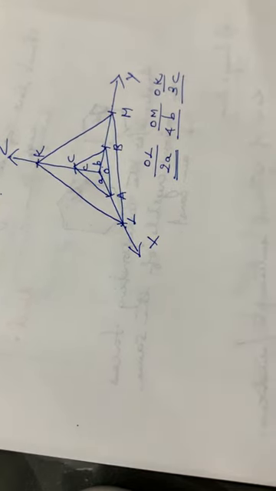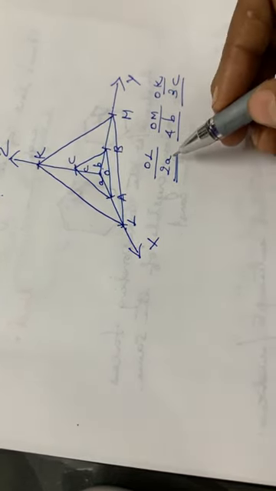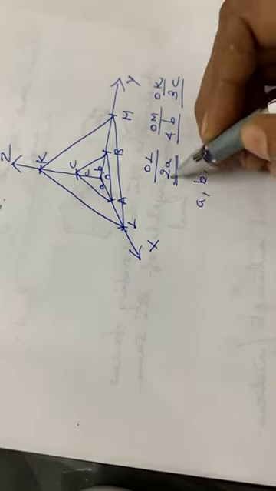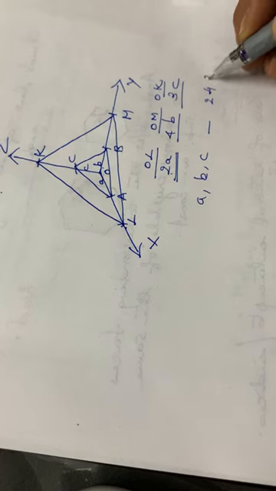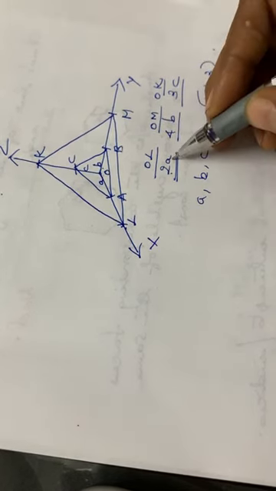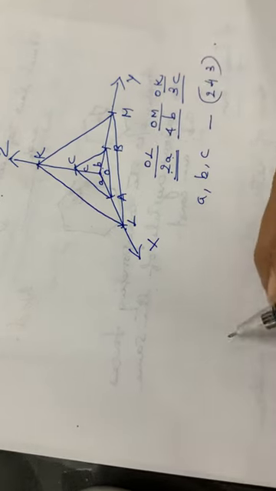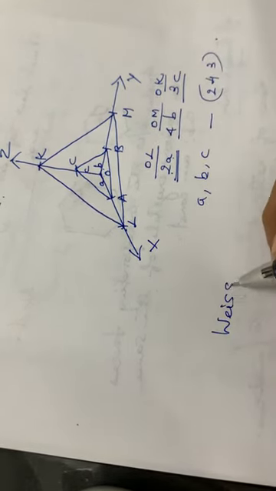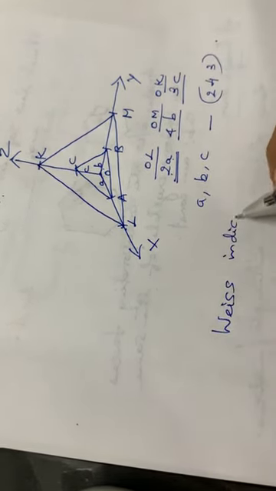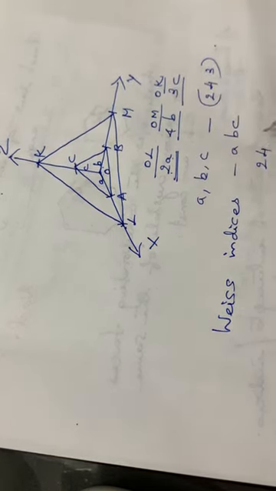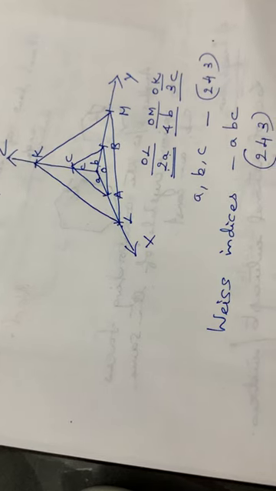So here, what are the coefficients of A, B and C? That is 2, then 4, then 3, isn't it? So these coefficients of A, B and C are called the Weiss indices. Weiss indices means the coefficients of A, B and C. That means here it will be equal to 2, 4, 3. So that gives the Weiss indices.